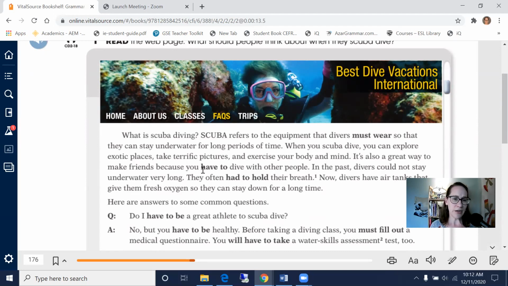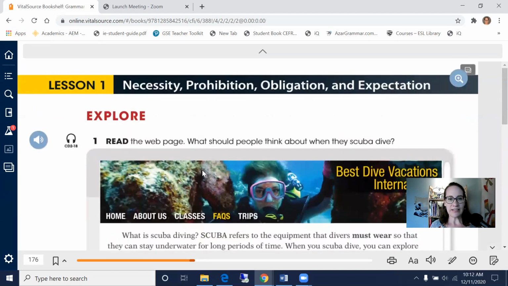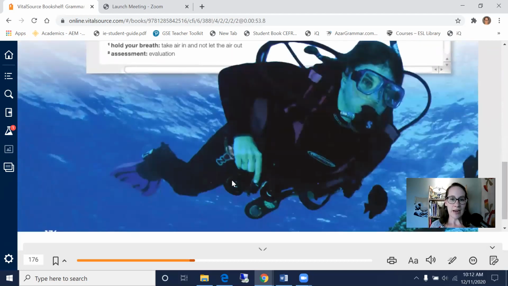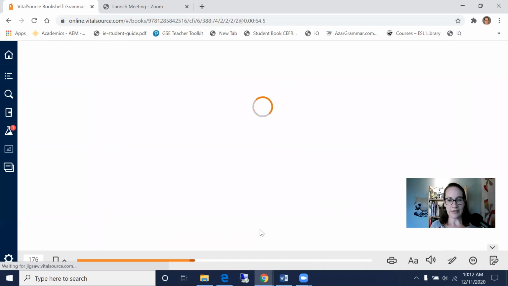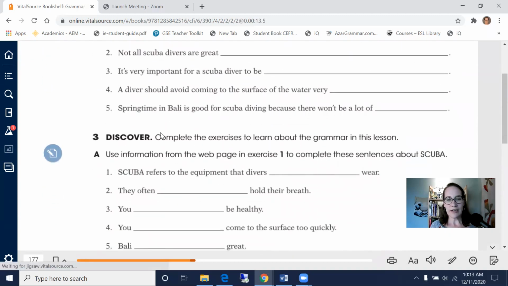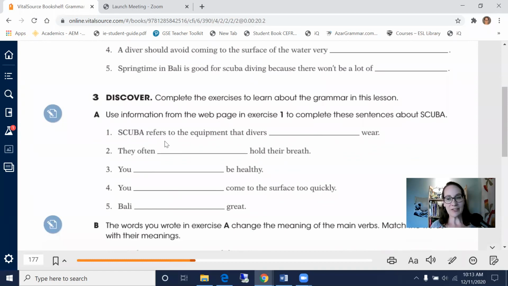So what I need you to do is to read page 176 on the best dive vacations. And as you read it, look at the bold print words because those are all giving you examples of modals of necessity. And when you are finished with that reading, then you need to answer the check for exercise 2 and then read through exercise 3 to make sure that you are aware of what we're going to be talking about this unit. So the video is going to stop now for you to do that.